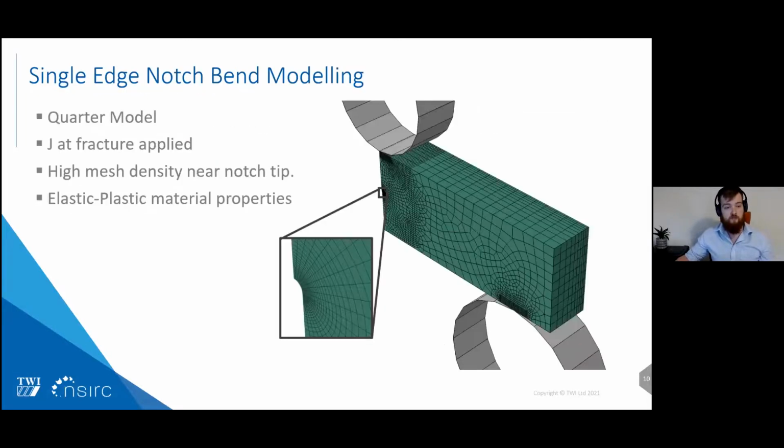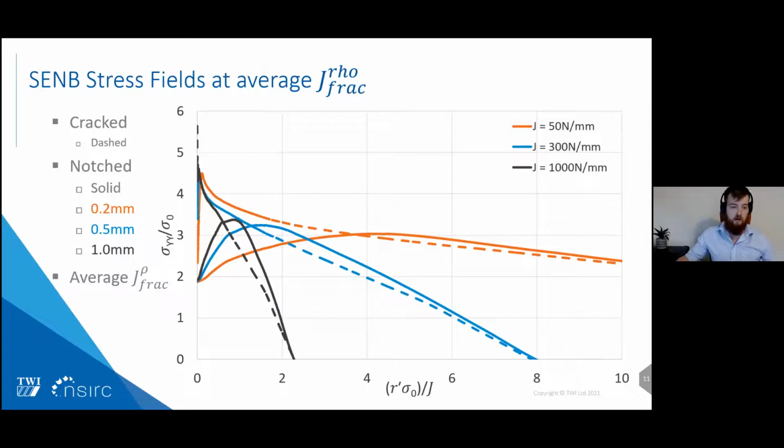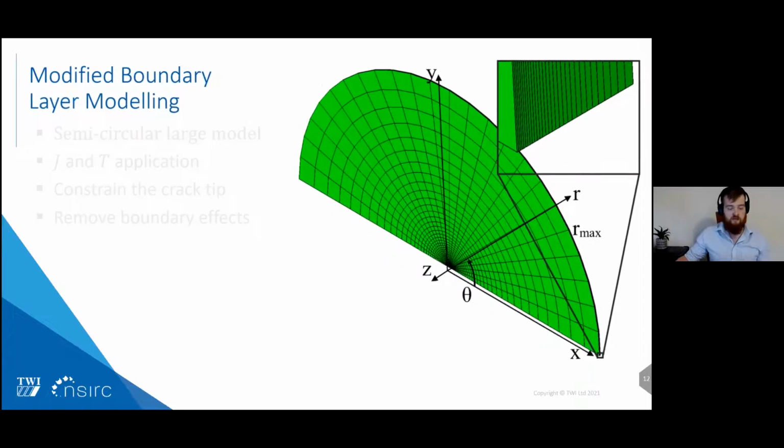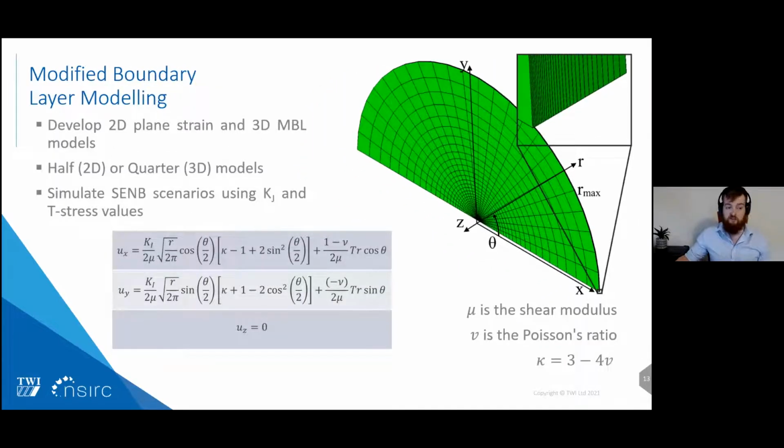Initial modeling was carried out on single edge notch bend models. A quarter model was modeled with elastic plastic material properties. However, we were seeing edge effects impacting the stress fields at the higher levels of J. Because of the desire to decouple the notch tip effects from the boundary effects, we moved to modified boundary layer modeling, which is a large semicircular model to remove the boundary effects. By applying specific values of J or KJ and T stresses, we were able to simulate the SENB scenarios in both 2D and 3D.